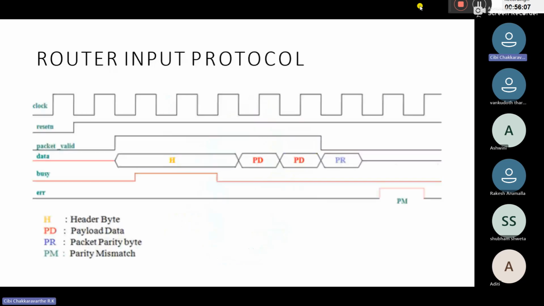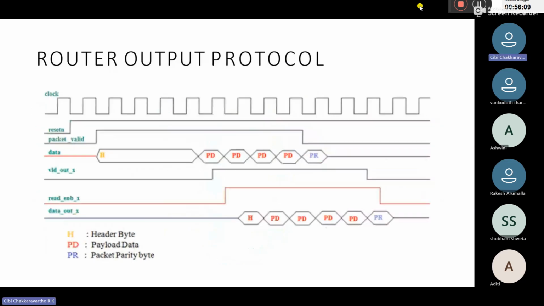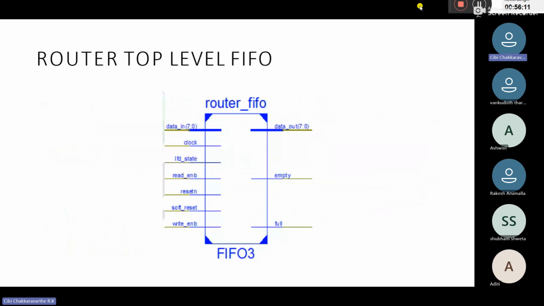That is our router top level FIFO. When it comes to FIFO, now we are going to explain the pin diagram for each block. As we discussed, for every block there is a particular signal. But at last we will connect them with each other. We will see in the final block, in the architecture, about that. So now we are going to discuss router FIFO.